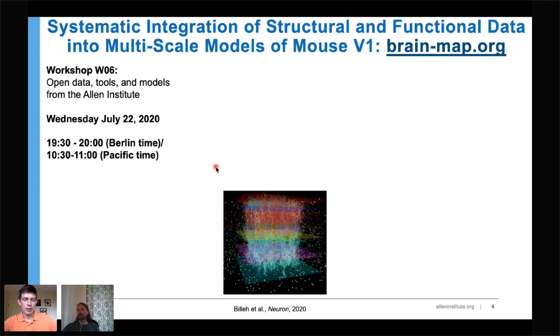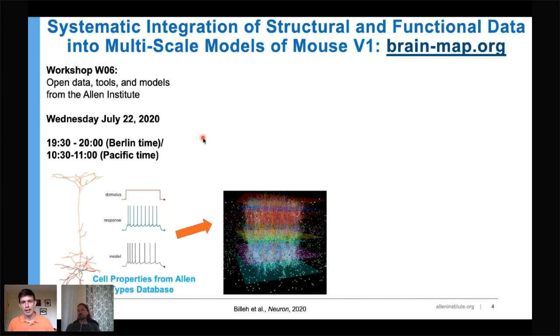Okay, and so also how we build models, I'll discuss in detail in another workshop, W6, on open data tools and models from the Allen Institute on Wednesday. And this is going to be a really cool workshop where I will talk about all kinds of different aspects of the Allen Institute data, as well as how this data are being put together into models.